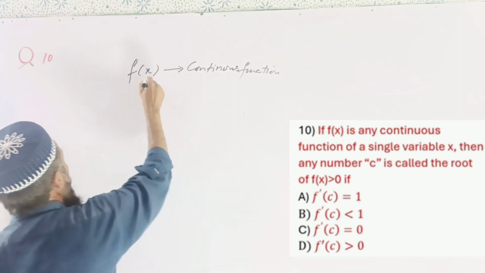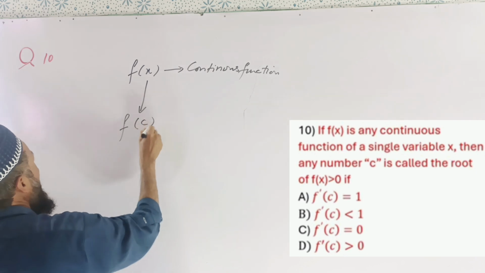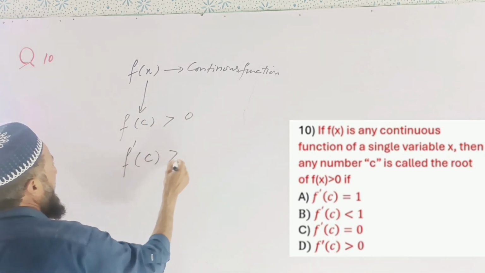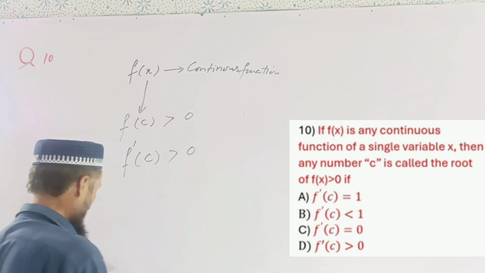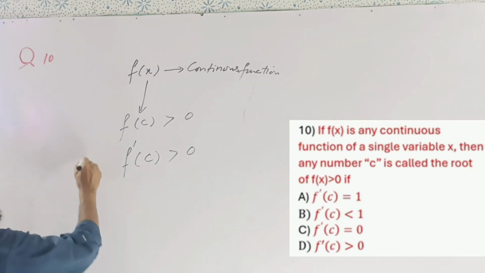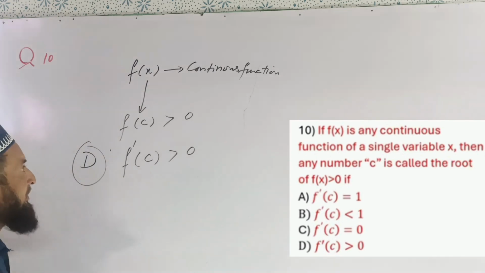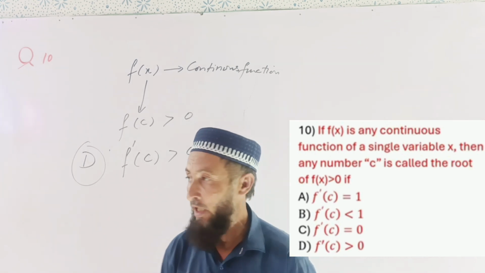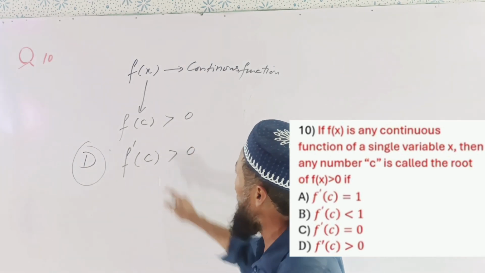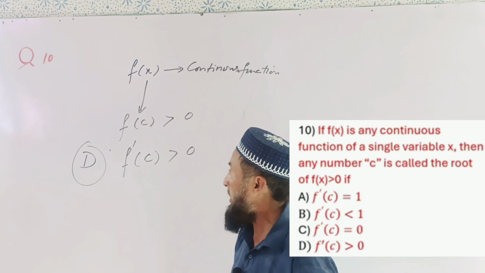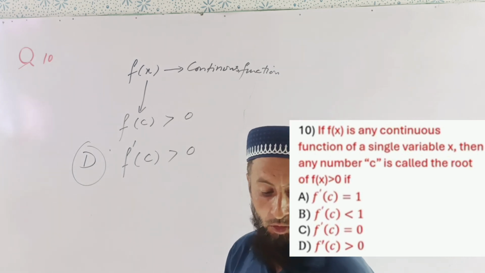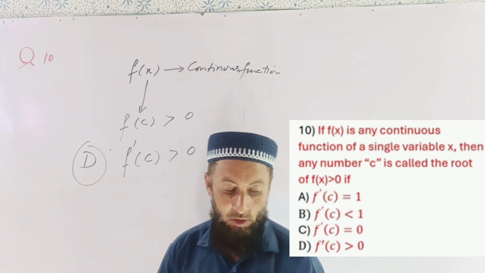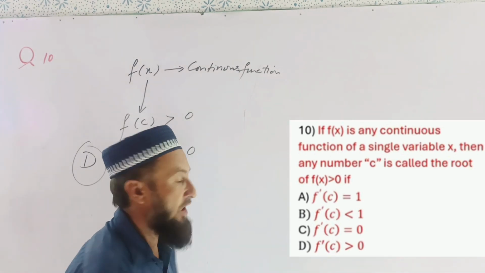Continuous function, and c, if we put here f of c must be greater than 0 and its derivative must be greater than or equal to 0. So option C is, and here option D is the correct answer, because if we take the derivative of any first function and it's also continuous, so the first derivative's value must be greater than 0. So that is continuous function of the given roots. Now option D is the correct option.